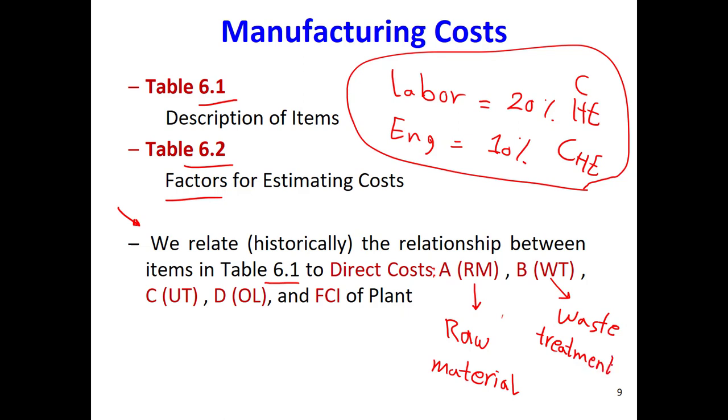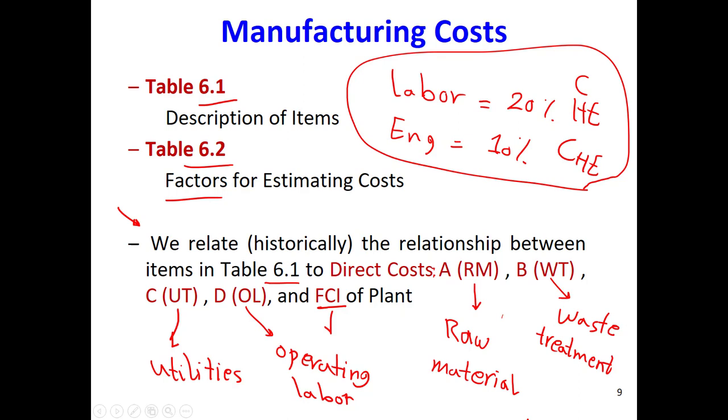waste treatment. UT is for utilities. OL is operating labor, and FCI is your fixed capital investment. So in the table we relate all these items to each other, the direct cost and the different items, to the fixed capital investment, FCI.